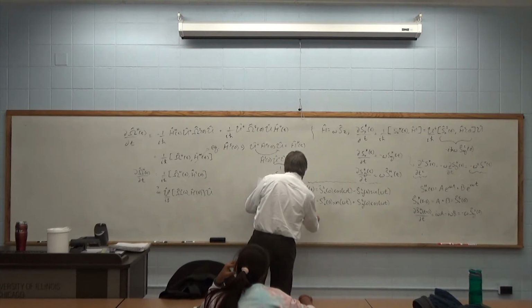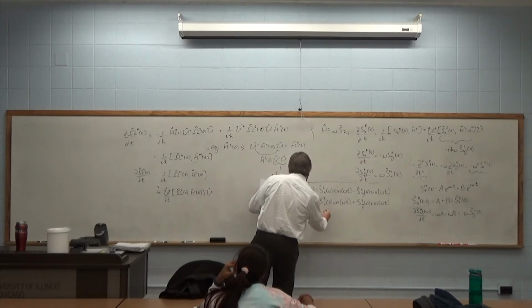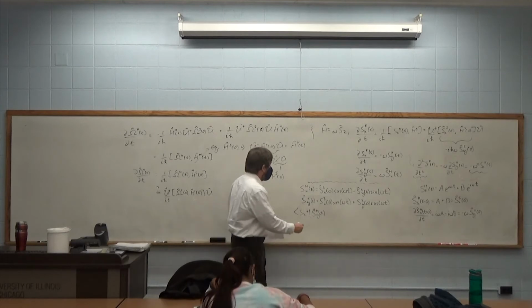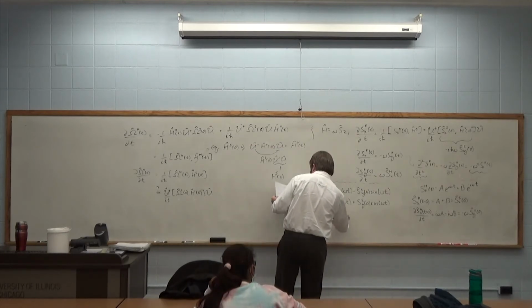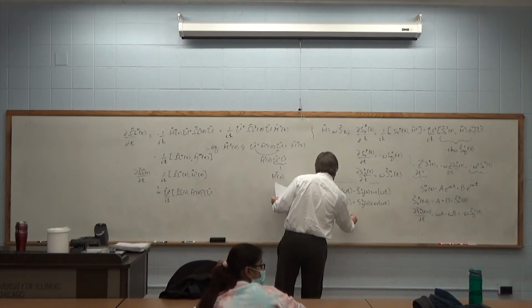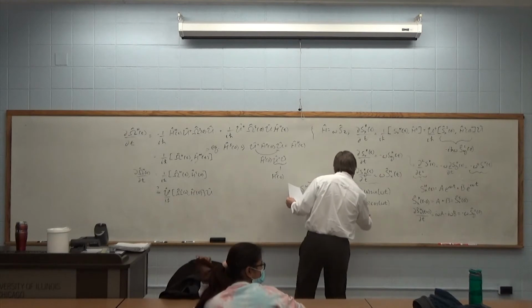And here's an example. To go back to when we did the Schrodinger frame, let's ask Sy. What's Sy for the initial Sx plus state? And what you get is h bar over 2. And again, this is what.